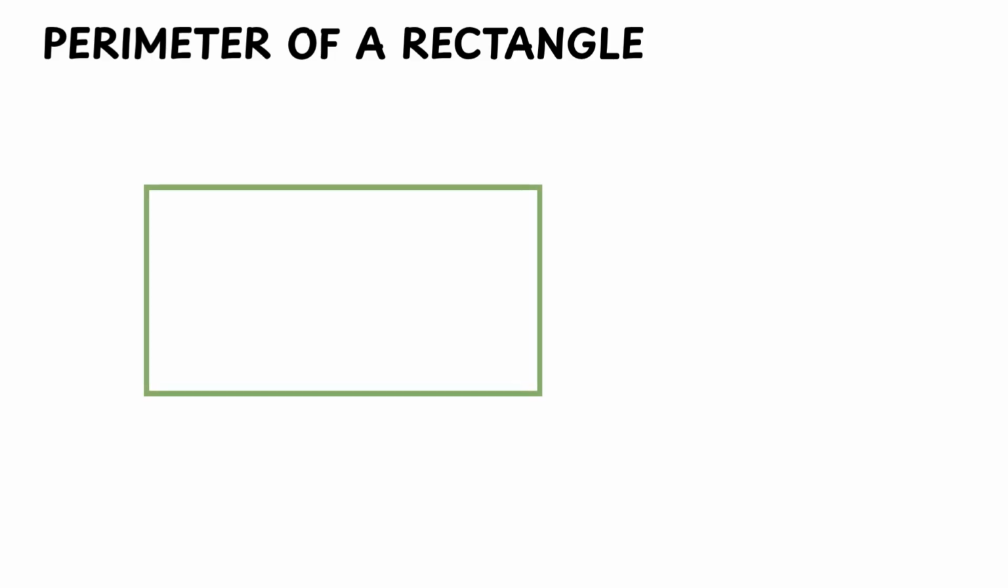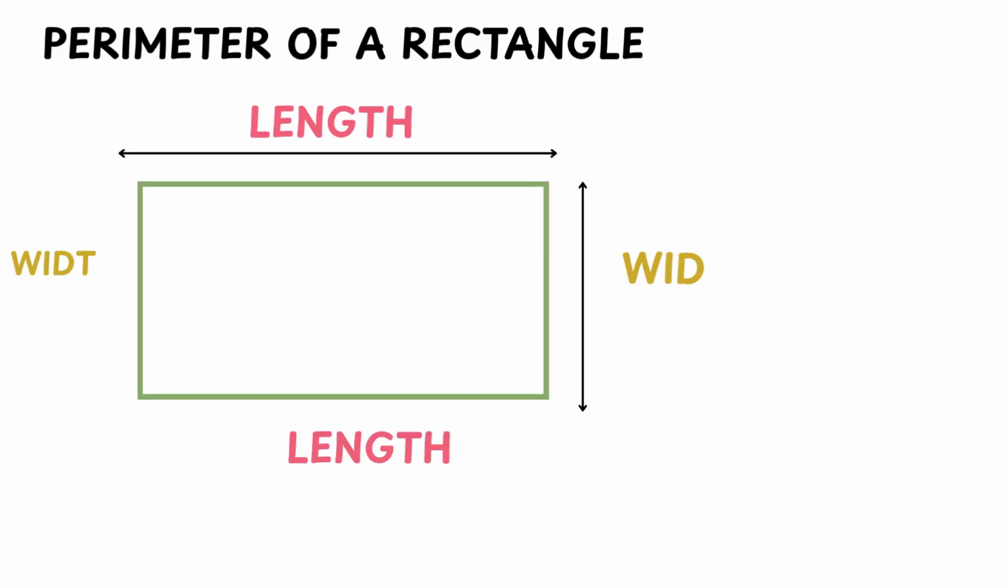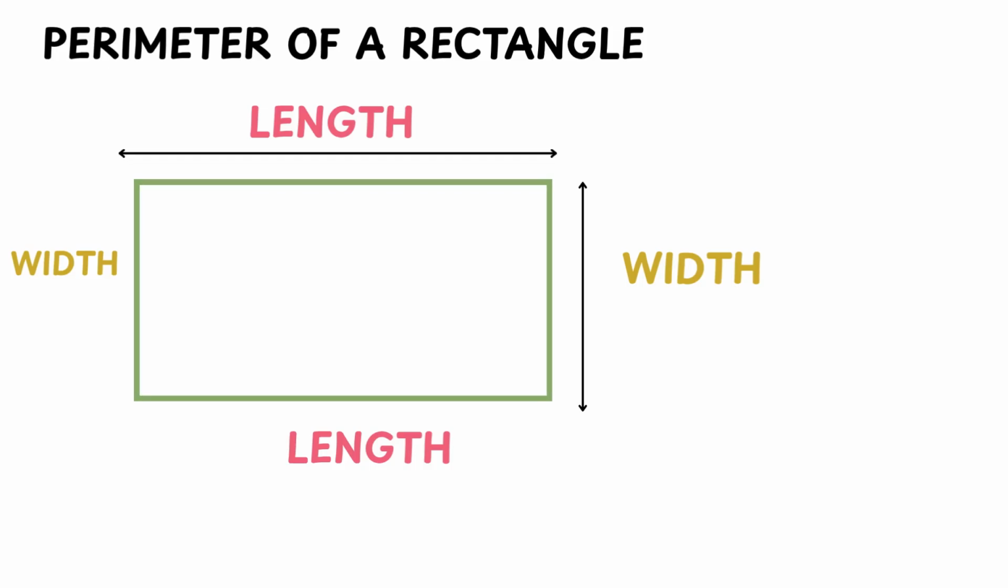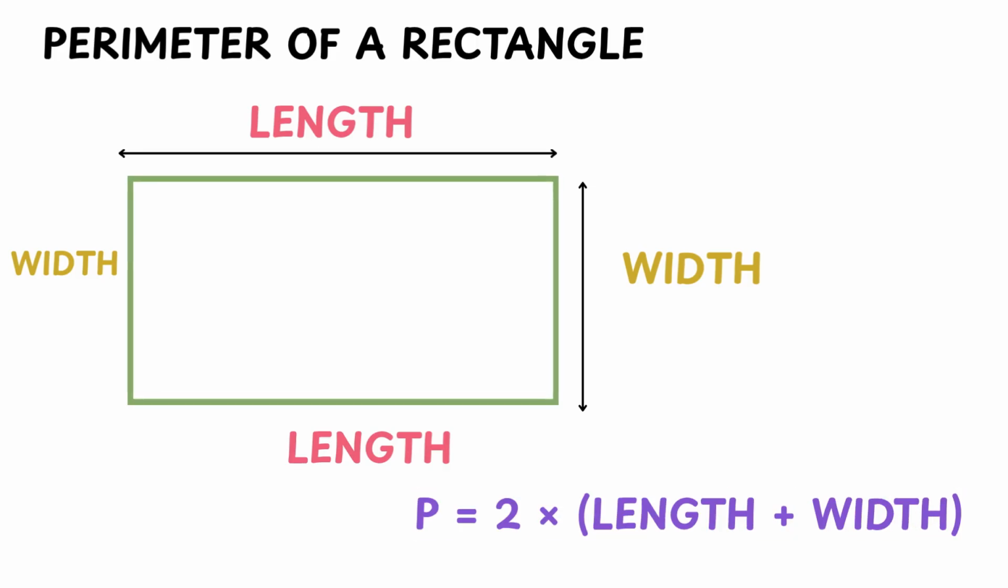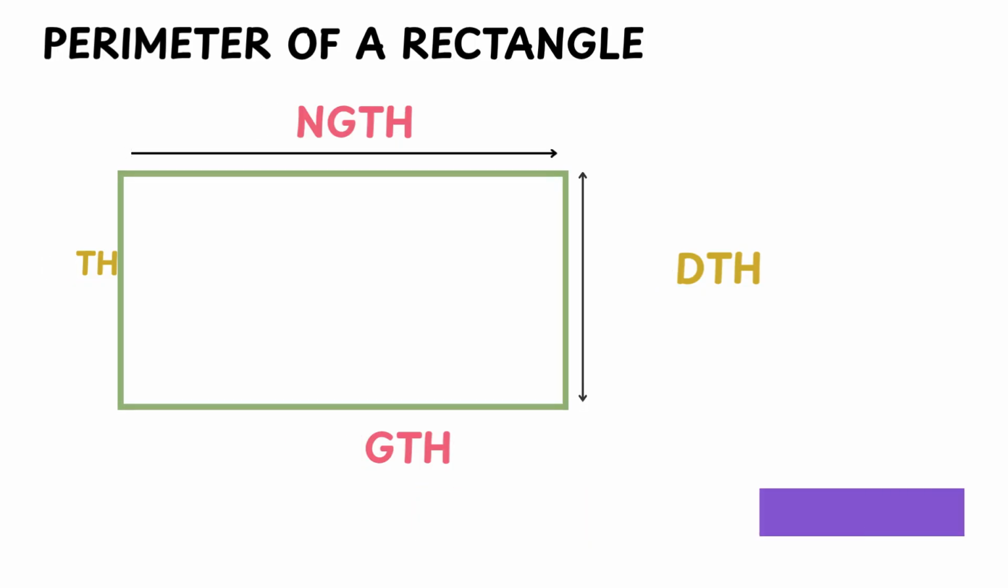Now let's focus on a rectangle. A rectangle has 2 lengths and 2 widths. To find the perimeter, we add all 4 sides together. But there is a shortcut formula, where the perimeter of a rectangle equals twice the sum of its length plus width. The formula is shown below as follows.